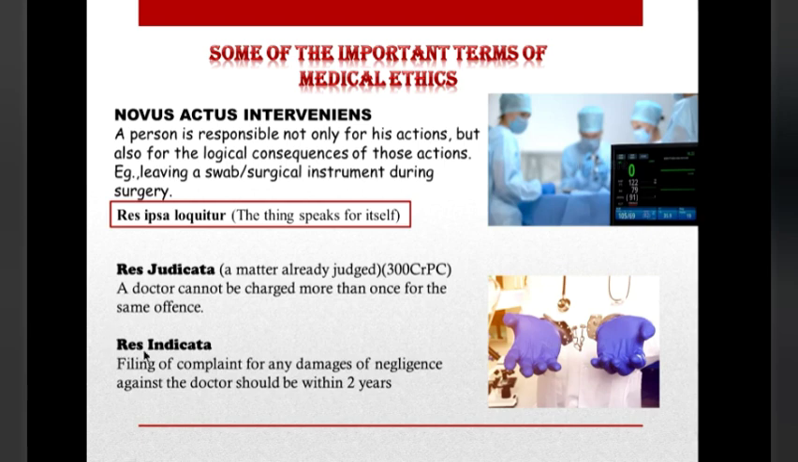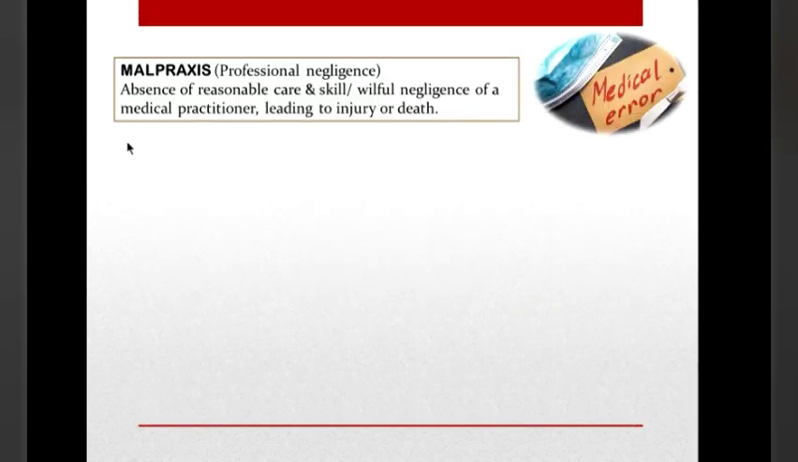Next, coming to res indicata, which is considered to be the limitation, where filing of a complaint for any damage caused due to negligence should be within 2 years. After 2 years, it is not considered valid. Next, coming to the term malpraxis, which means professional negligence, where there is absence of reasonable care or skill, like doing something which should not be done or not doing the necessary things that are to be done. This sometimes leads to injury or death also. Then that is called malpraxis.